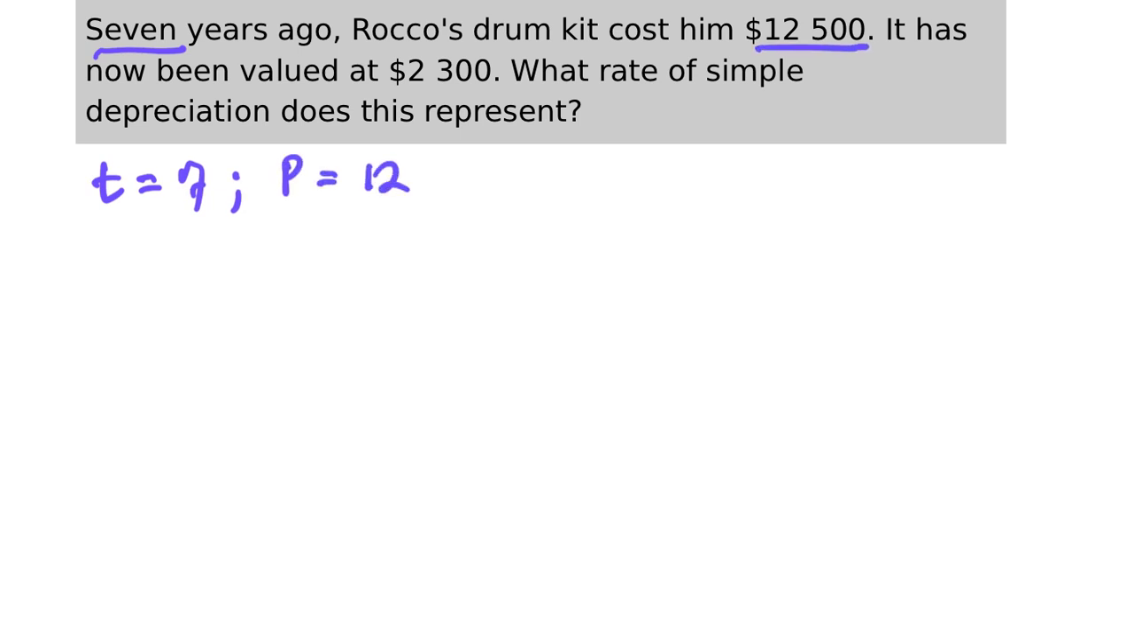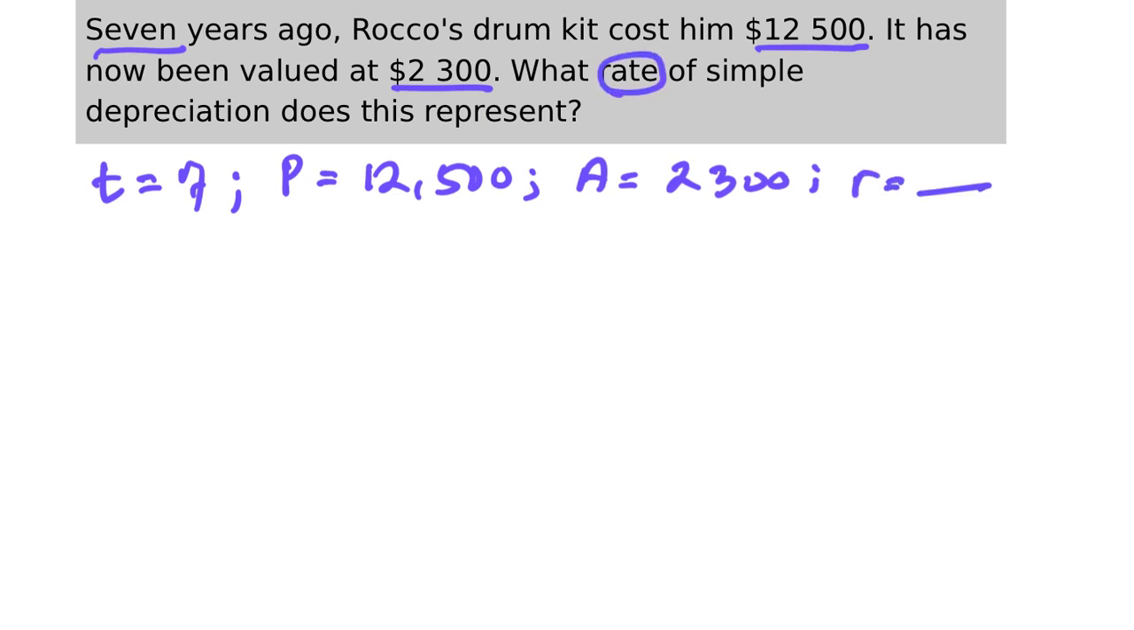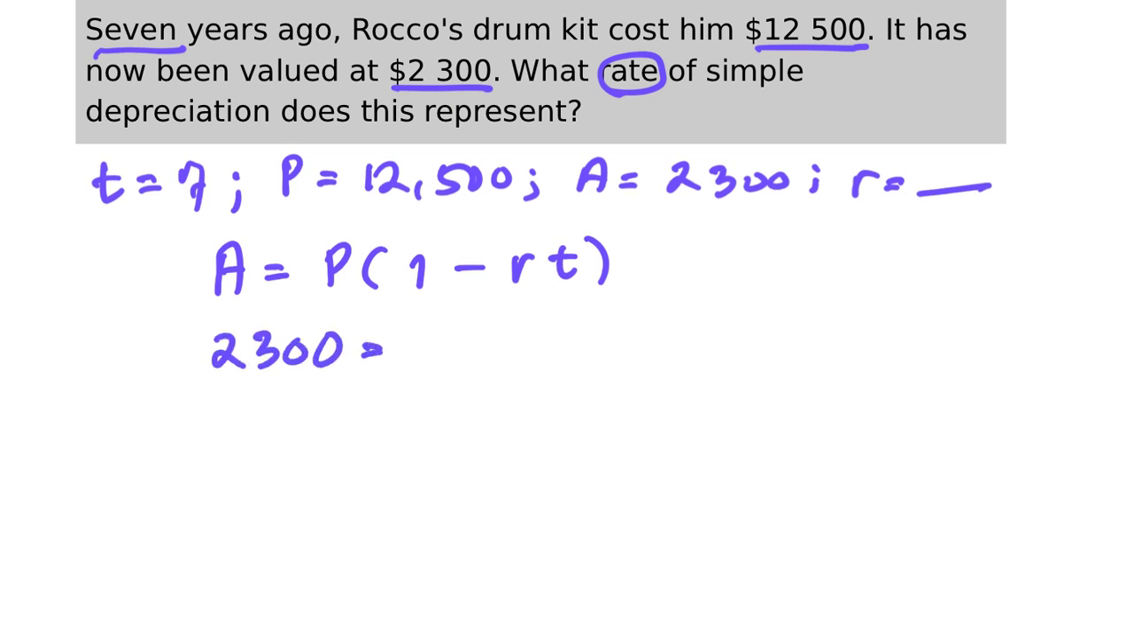It's going to be 12,500. It's valued, but the final value A is equal to 2,300. And what is missing in here is the rate. Okay, what is the rate? Let's put that in our formula. Our A here is 2,300. It's equal to 12,500 multiplied by 1 minus our rate. We don't know our rate, but we know our time.